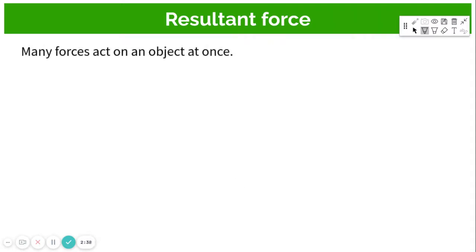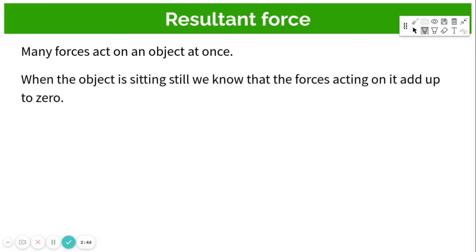So many forces act on an object. That's what I showed you there. I showed you 2 forces, just pushing and pulling, but there can be more than that. When the object is sitting still, we know that the forces acting on it add up to 0. Now, look at this. There are forces acting on an object. There are always forces acting on an object.